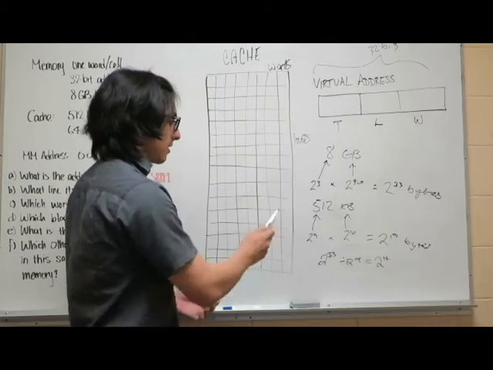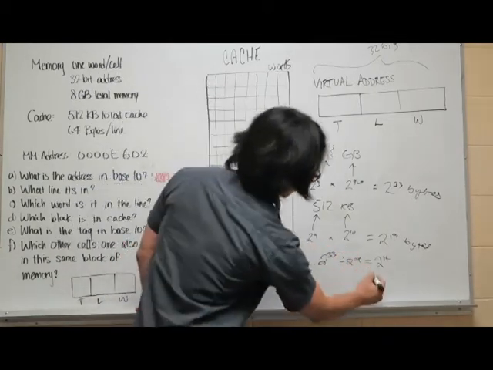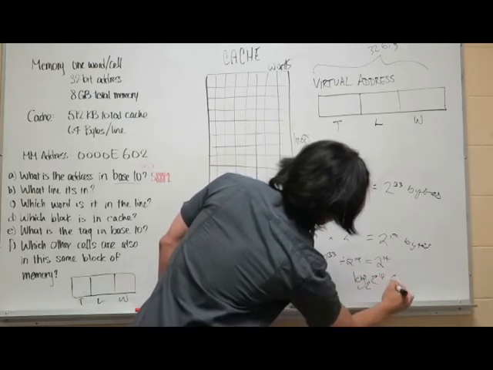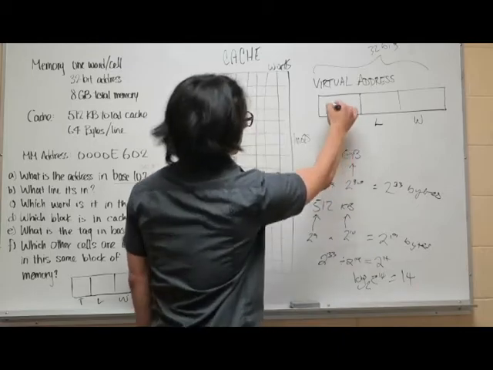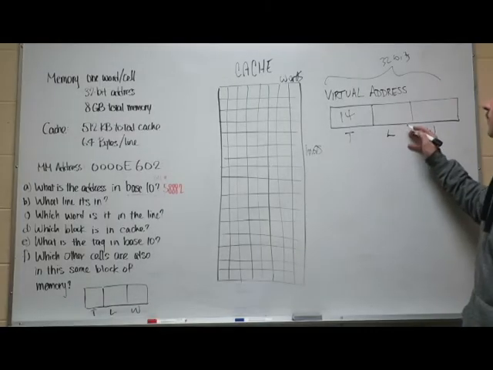Awesome. And when we look at that, we know that if there's 2 to the 14, we're going to take the log base 2 of that. 2 to the 14, that's 14. So we know that the tag is 14 bits of the address. Okay, so now we need to find the line in our virtual address.